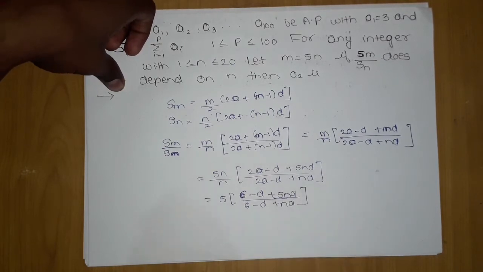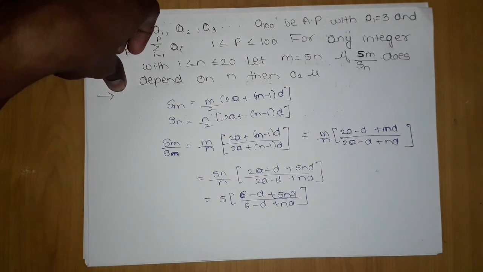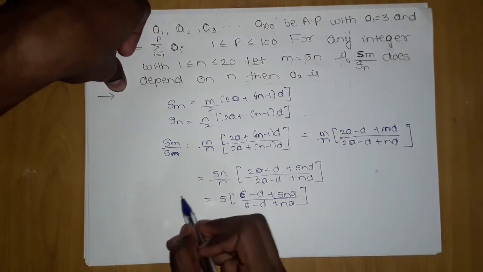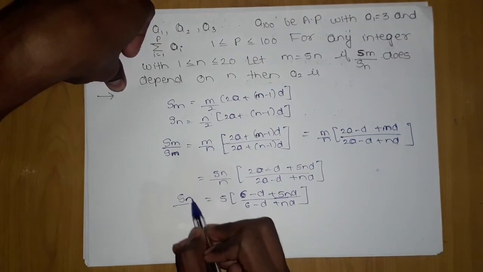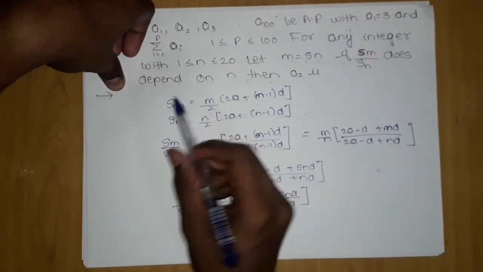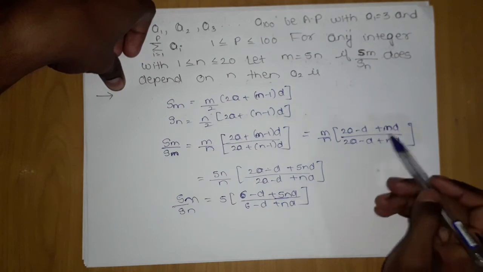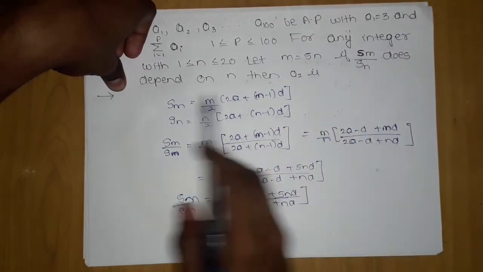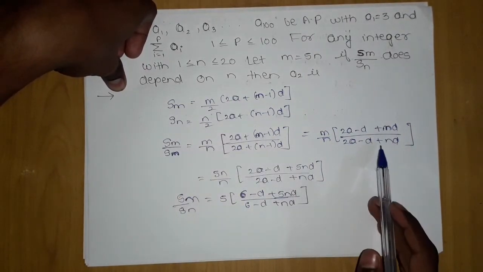Now the thing I was talking about: it is still depending on n. You can see there is n, and they are telling it does not depend on n. Why did we convert m into n? Because they are telling that it should not depend on n. That was the reason.